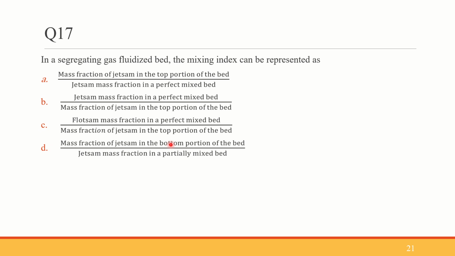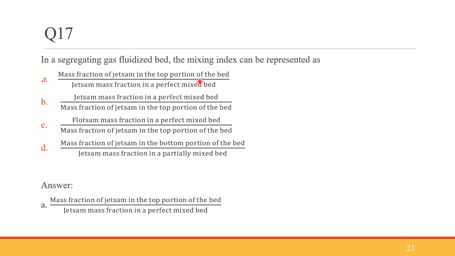So what do you think is the right definition of the mixing index? Mixing index is actually represented by mass fraction of jetsam in the top portion of the bed divided by jetsam mass fraction in a perfectly mixed bed. So option A is the right answer. Now we'll see how it exactly gives the mixing index. We all know if mixing index M is equal to 1, it represents complete mixing, and if M is equal to 0, it represents complete segregation. And here it is given mass fraction of jetsam in top portion of the bed divided by jetsam mass fraction in a completely mixed bed.